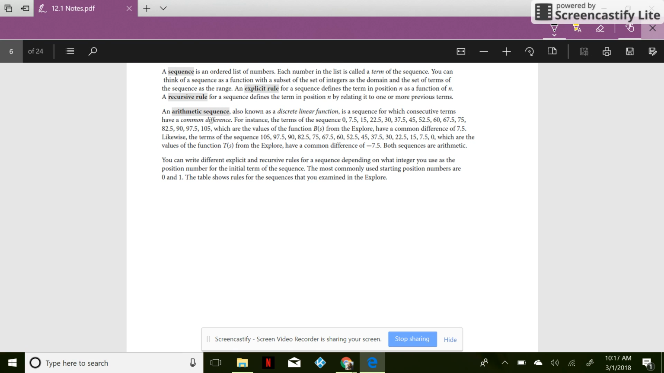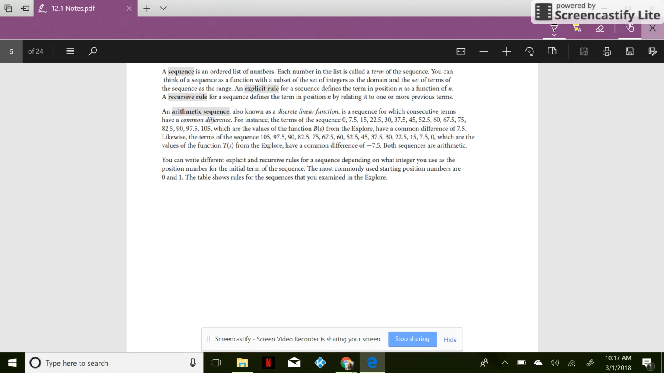An arithmetic sequence, also known as a discrete linear function, is a sequence for which the consecutive terms have a common difference. So for instance, the terms of the sequence 0, 7.5, 15, 22.5, so on and so forth, which are the values of BS, they all have a common difference of 7.5. If you take each term on the right, subtract the one on the left, you'll get 7.5.